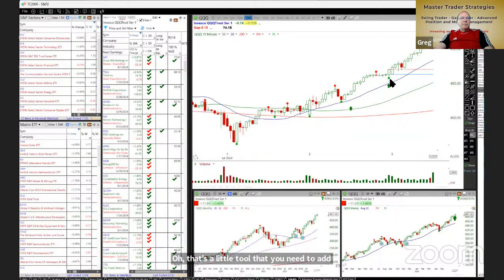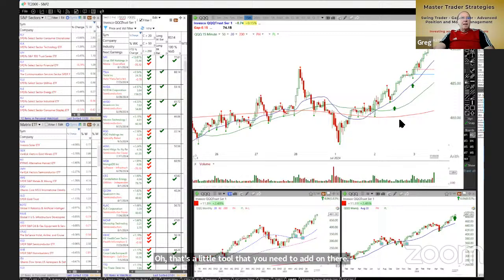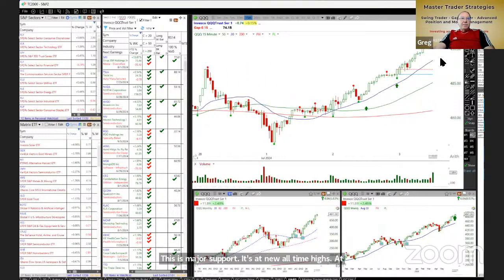So the trend is up. This is major support. It's at new all-time highs. At this point in this time frame, there's no reason to think that this trend is over. Just continue. Well, it's after 1 o'clock, it's over, right?